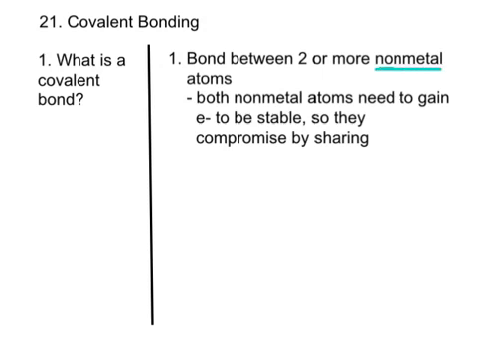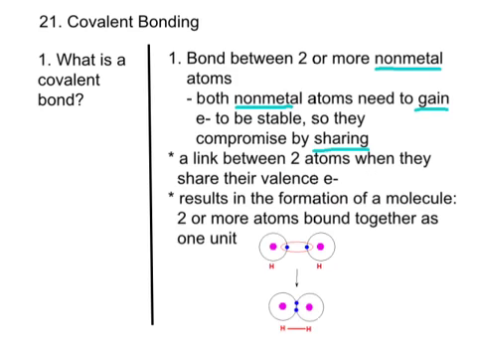So remember when we were talking about ionic bonds, we said that nonmetal atoms are going to gain electrons. So in a sense, we can think about these nonmetal atoms wanting to gain electrons, so they can't gain each other, so they compromise by sharing. So it's a sharing of electrons between two or more nonmetal atoms. So another way we can explain a covalent bond is that it's a link between two atoms when they share their valence electrons. So it's unlike ionic bonds. Ionic bonds are actually giving up or taking away electrons. In covalent bonds, we are sharing the valence electrons.